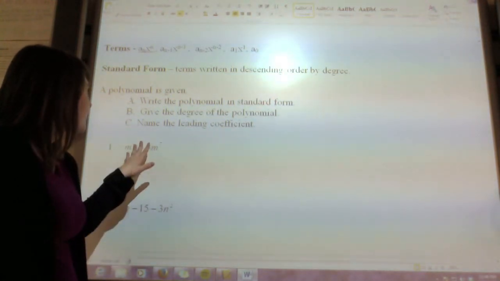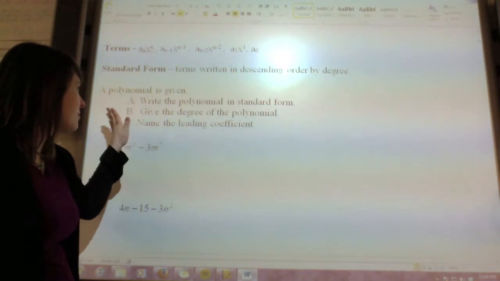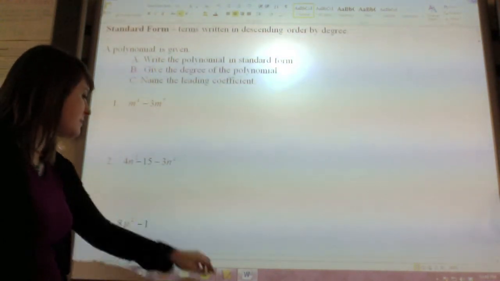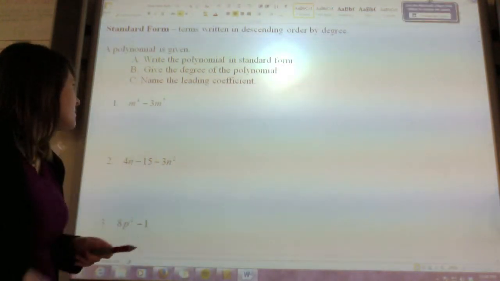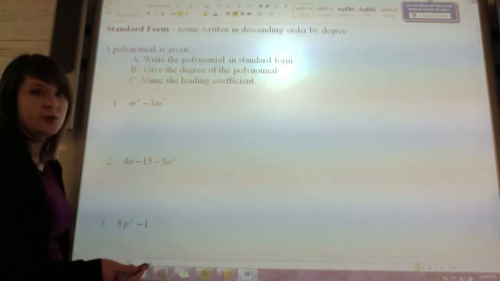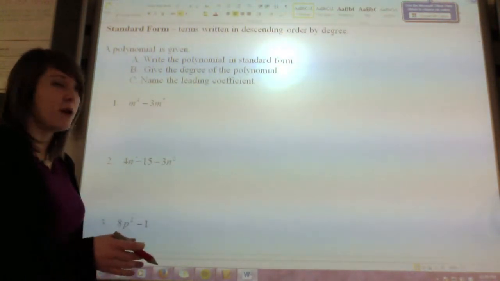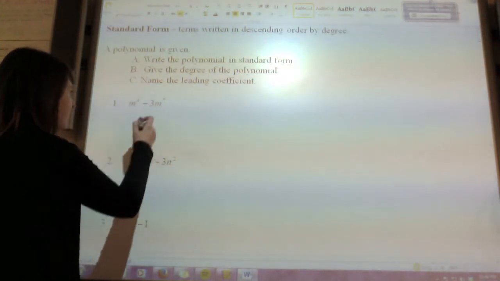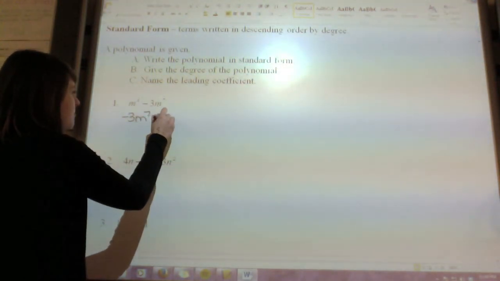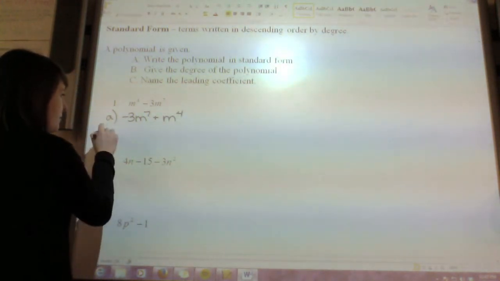Okay, if a polynomial is given, we want to write the polynomial in standard form, give the degree of the polynomial, and name the leading coefficient for each of these problems. For the first one, m to the 4th minus 3m to the 7th. First thing I want to do is write the polynomial in standard form. Remember, that means I need to have it in descending order for my powers, so I want the biggest power first. I'm going to start with negative 3m to the 7th, and then I'm going to add m to the 4th, and now I've written it in standard form.